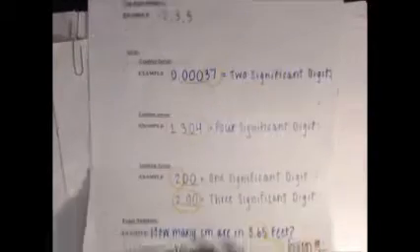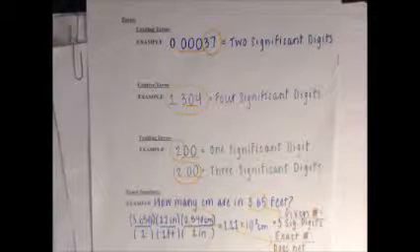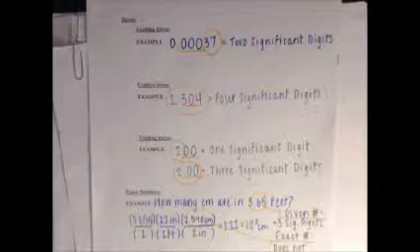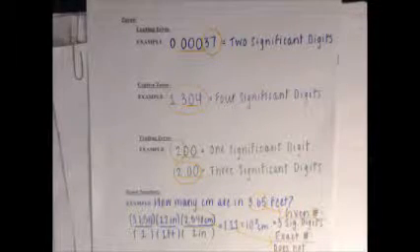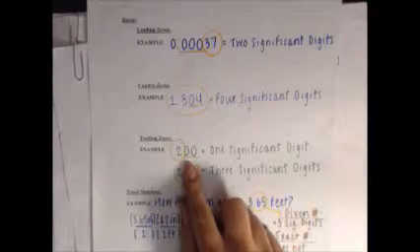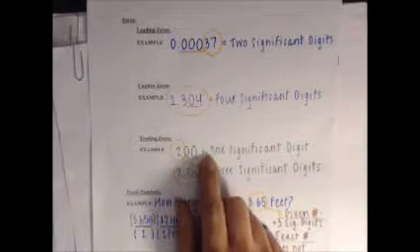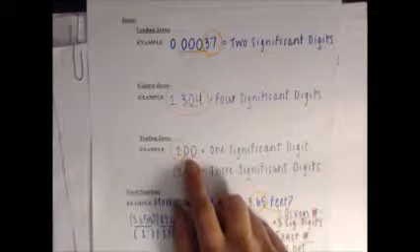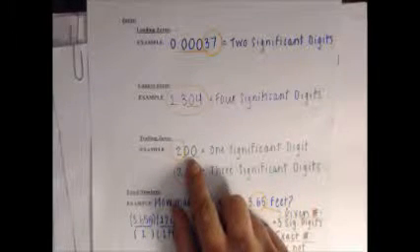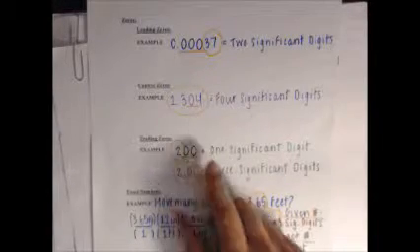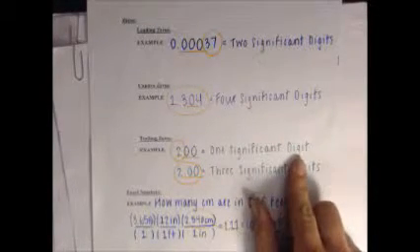Next, we have trailing zeros. Trailing zeros are the zeros at the right end of the number, and are only significant if the number has a decimal in it. I have 2 examples for this. The first example is the number 200. The 2 zeros following the number 2 are what we classify as trailing zeros, and are considered non-significant. Therefore, the number 200 only has 1 significant digit.